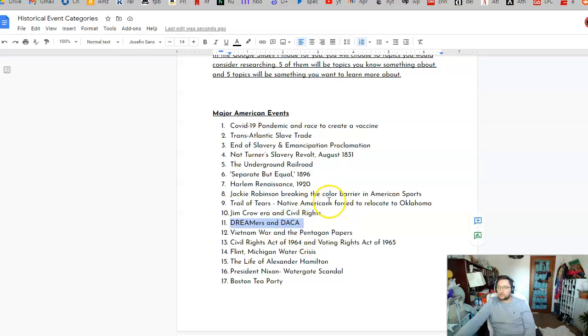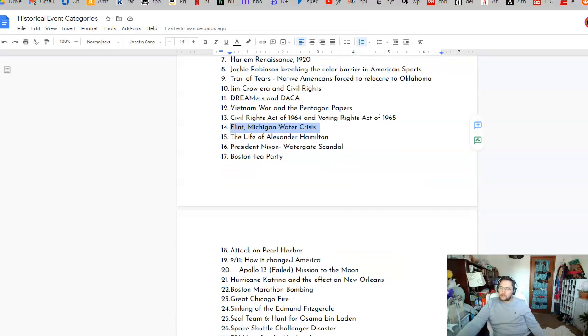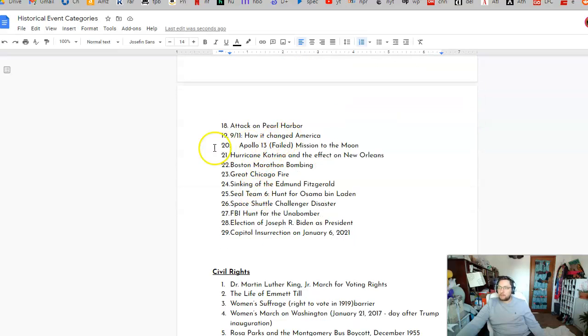DACA and Dreamers, those are people who were brought to this country illegally at a young age, usually from places like Mexico and Guatemala. Vietnam War, the Civil Rights Act, which finally allowed some semblance of equality for black and white Americans. The water crisis in Flint, Alexander Hamilton, President Nixon, the Tea Party, Pearl Harbor, 9/11, Apollo 13, the failed mission to the moon, Hurricane Katrina, the Boston Marathon bombing when you guys were very young, Great Chicago Fire. That's a tough one because we don't really know how it started.